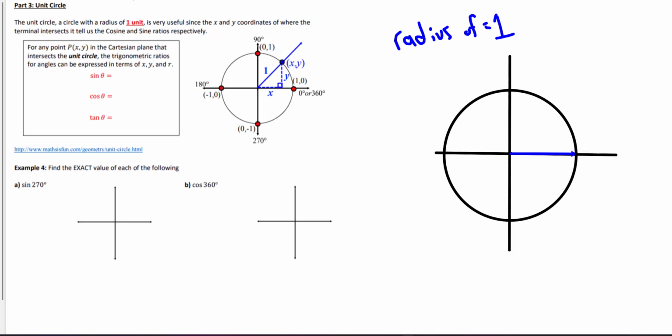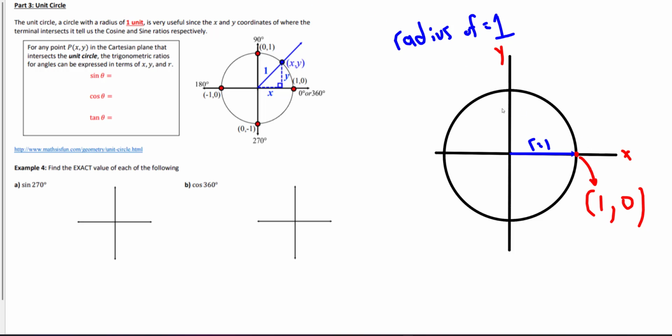If it has a radius of 1, that means this point right here on the x-axis has to be what? What does this point have to be? Well, we know the y value, it has no height, so y is 0, and the x value has to be 1, so it has to be (1, 0). That's this point here.